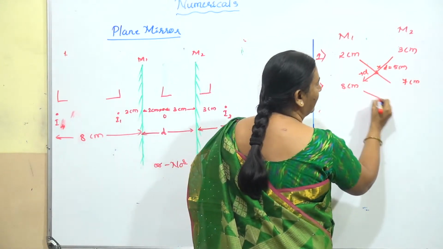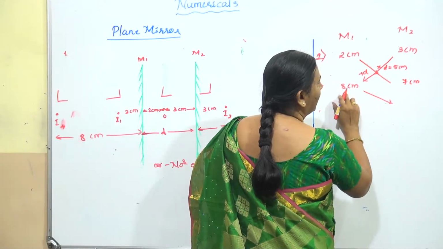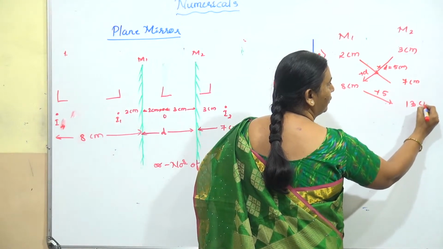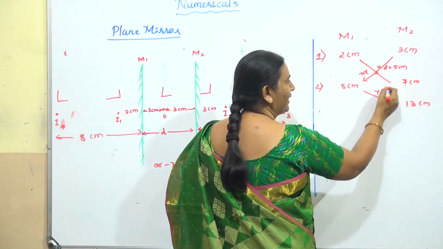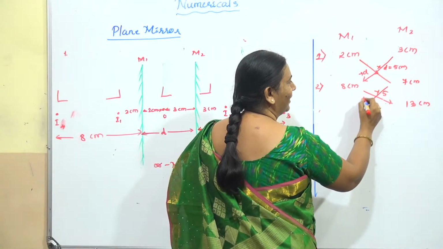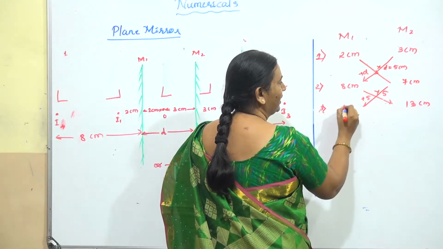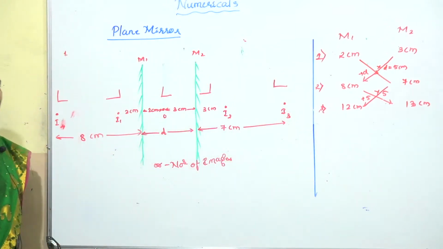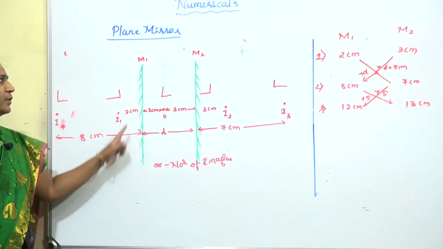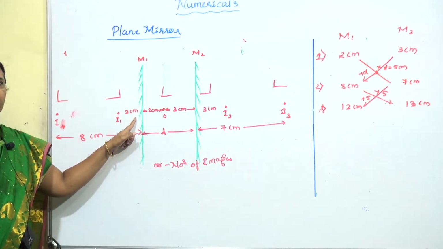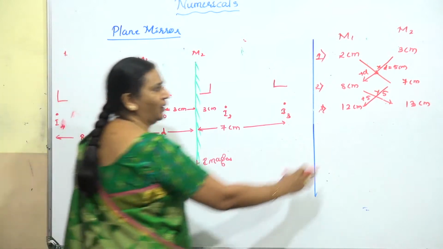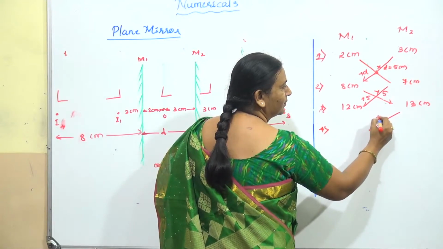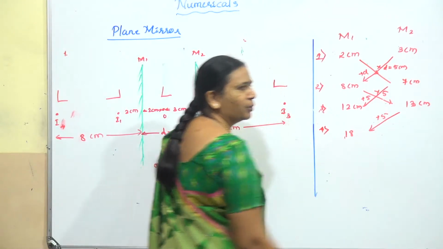Then carry on. What will be the third image this side? Again 8 plus 5. 8 plus 5 is 13. Okay, this is a shortcut that you have to use. Again this side, 7 plus 5 is 12, that's what I have got. Plus 5, so third image. So they'll ask you, for example, what is the distance of third image formed behind your M1? Third image is 12. If asked fourth image becomes what, children? 13 plus 5. That becomes 18. Hope you got how to answer.